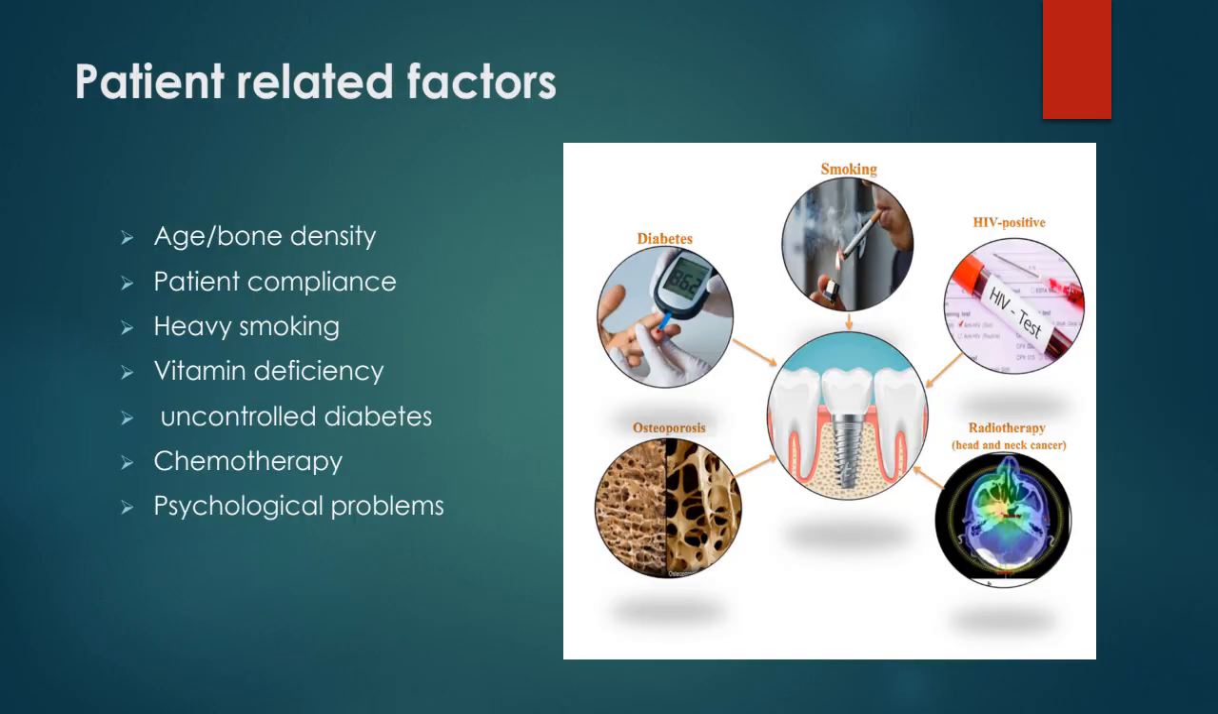Patient-related factors: age, density, compliance, smoking, vitamin deficiencies. Any uncontrolled disease is a no-no for implant placement. We should control, refer to a physician, control systemic factors, and then we can start planning for implants.